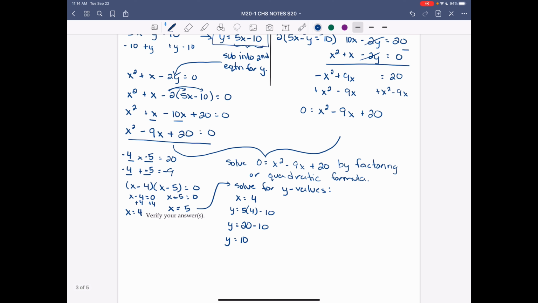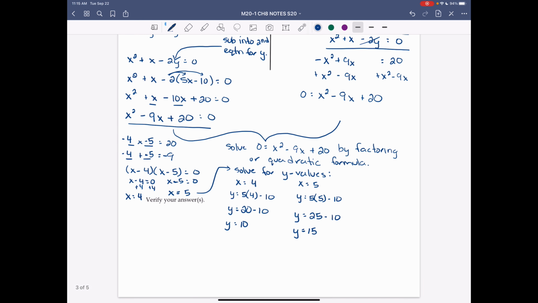Next, we're going to do the same thing for x equals 5. Starting with y equals 5 times the x value, which is 5, minus 10. Calculating, 5 times 5 is 25, minus 10. 25 minus 10 is 15. Then we have our solutions, which are: when x equals 4, y equals 10, and when x equals 5, y equals 15. Last step, it asks us to verify our answer.